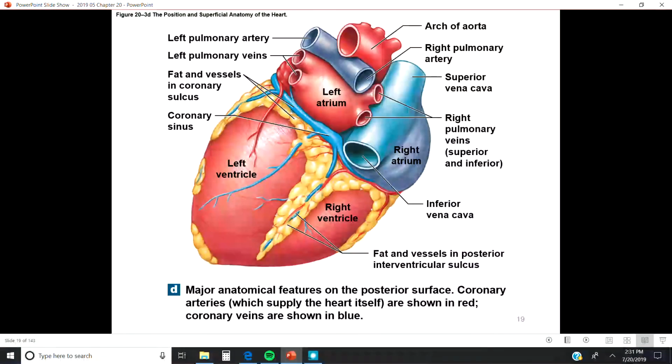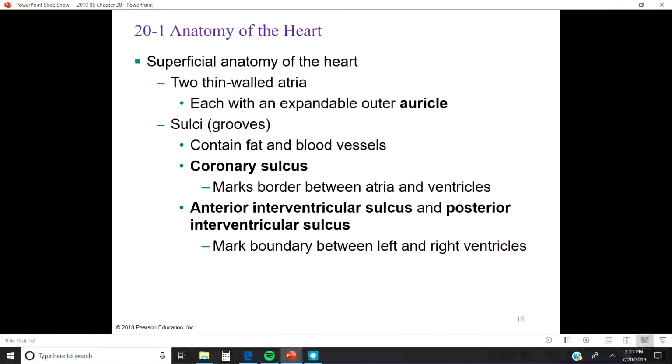And then if we go to the back of the heart, also interventricular between the left ventricle and the right ventricle, is a groove that runs down here. It's filled with fat and again blood vessels, known as the posterior interventricular. So this is running down the back of the heart. Okay, so those are our next two structures, the anterior interventricular sulcus and the posterior interventricular sulcus. They're going to be both in between the ventricles.